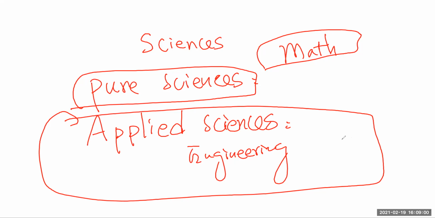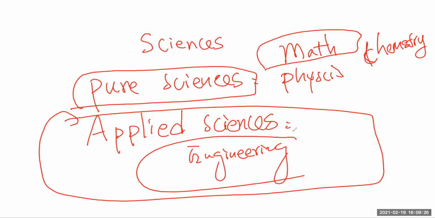For example, math, physics, and chemistry are considered pure sciences. Then we have applied math, applied physics, applied chemistry. Engineering is pretty much applied physics and chemistry.